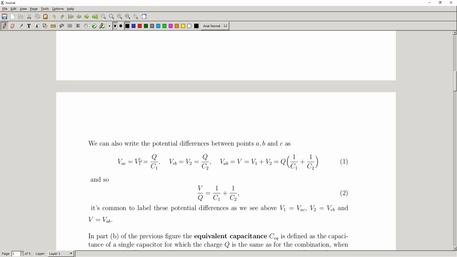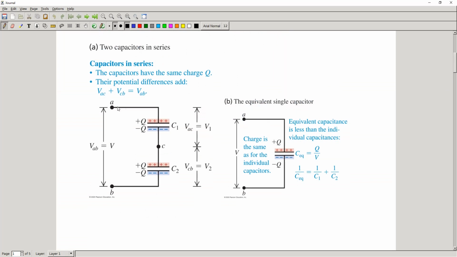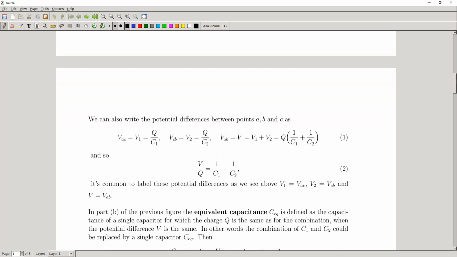Now, we often label this V1, and we're going to label VCB V2. And why do we do that? Well, because this is the first capacitor in our setup, and this is the second capacitor in our setup, and that's just standard to label them in that order. And then we call VAB just V, the total potential difference across A and B. And so we're going to see that they relate to each other in this way.